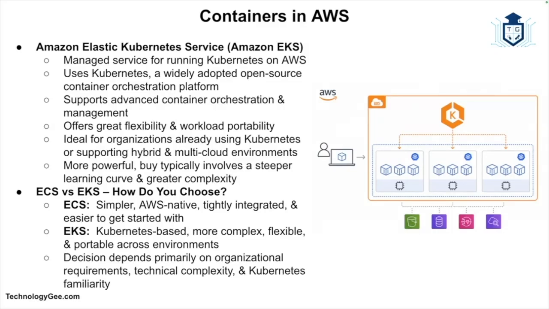So exactly how do you choose between ECS and EKS? Well, it really comes down to complexity and familiarity. So ECS is easier to get started with and is ideal for AWS centric environments. EKS is more complex, but it offers greater flexibility and portability, especially if you're working in multi-cloud or hybrid environments. Now for the exam, just remember this simple distinction. ECS is AWS native and simpler, while EKS is Kubernetes based and more powerful.